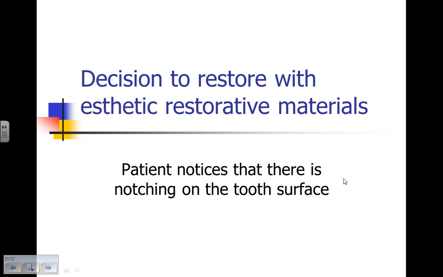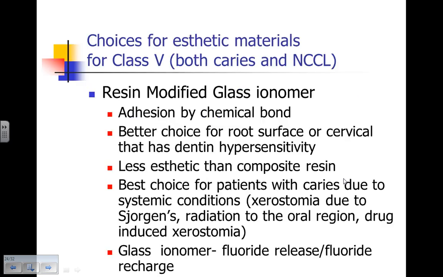Keep in mind, for many class 5s that are in non-aesthetic zones, it's absolutely appropriate to use an amalgam restoration. But as we move into the anterior aesthetic zone where one can see the patient's teeth, one can see the cervical third, our consideration is towards aesthetic restorative materials that are adhesive. What are our choices for aesthetic materials for class 5s? And this would be class 5s both that have caries or are non-carious cervical lesions.